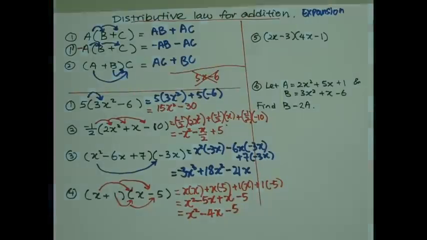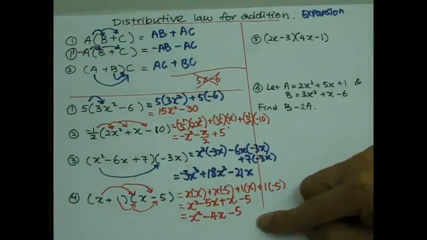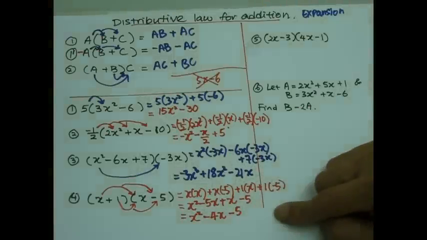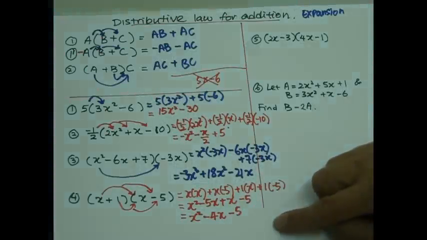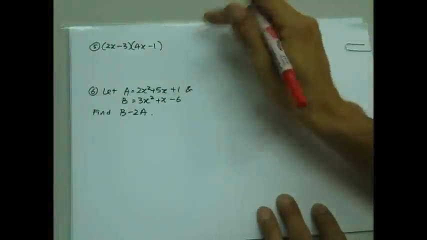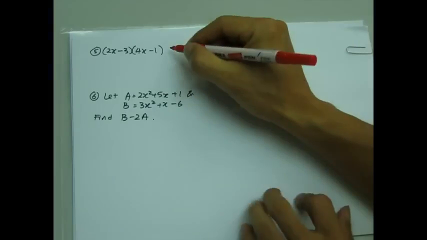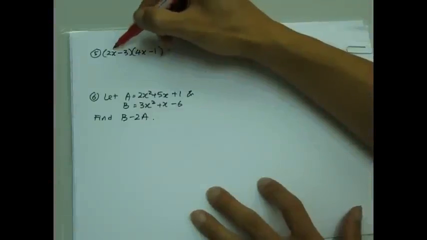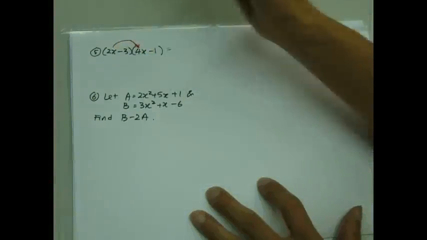That's it. Alright, did you get this right? If yes, excellent. If not, study this example and then redo this again later. Alright, now for question number 5. Question number 5 is exactly the same as before. So I will have the first term here, 2x distributed to 4x.